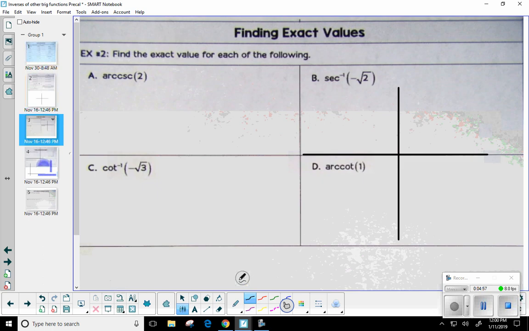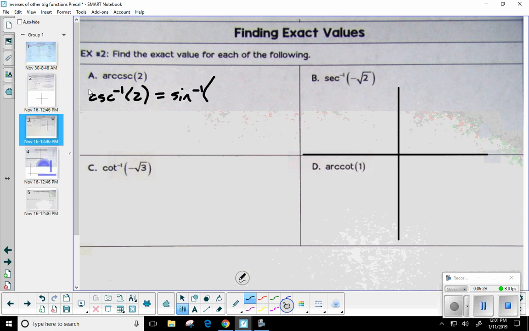I've got arc cosecant of 2. Oh, wait a minute. What does that arc mean? Remember, that just means inverse. So if you want to rewrite it and say cosecant inverse of 2, perfectly fine. But now these new 3 trig inverses, we're going to solve them by taking the reciprocal. What's the reciprocal of cosecant? It was sine. So I'm going to take the sine inverse.